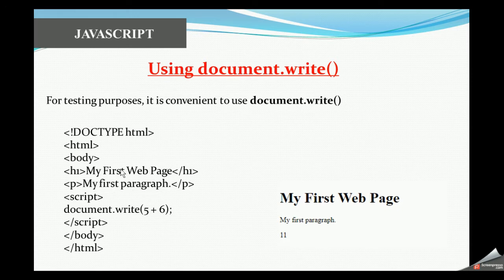Now see, you are writing the same way as you have written your HTML programs: doctype html, body. As I have said, you can mention your script tag either in the body or in the head section of your HTML. So in the body you have written "My first web page", and in the paragraph you have written "My first paragraph". This is your HTML code. Now here, this is your JavaScript code. You are writing a script, and then document.write of 5 plus 6, and you are closing your script tag.